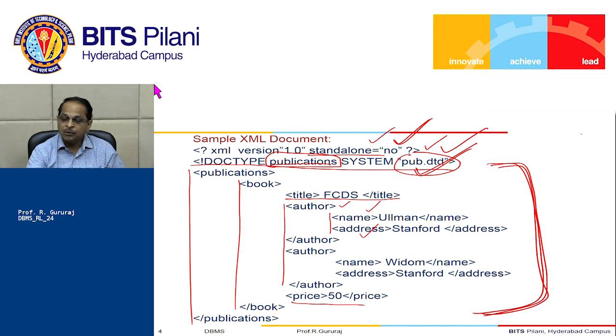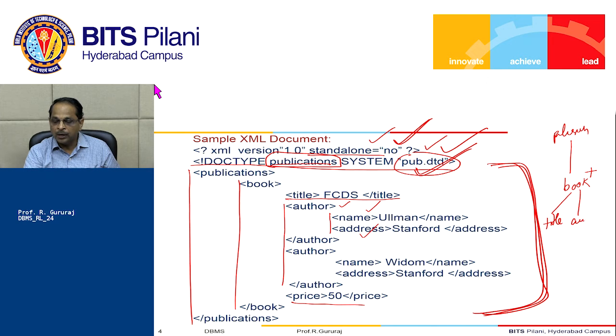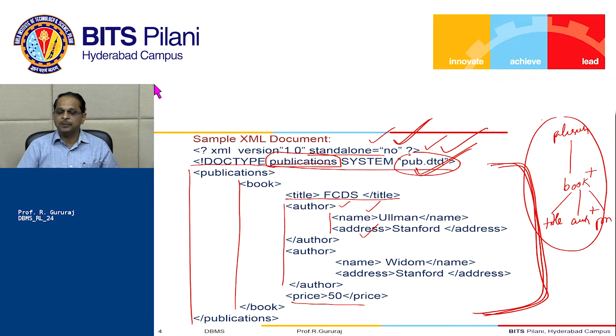And if you look at this, how can I put this in a tree-like structure? Publications is the root element and it can contain book elements. If I say plus, it is one or more book elements, and a book element contains one title element, one or more author elements, and one price element. This is the summary of the structure of the XML document.